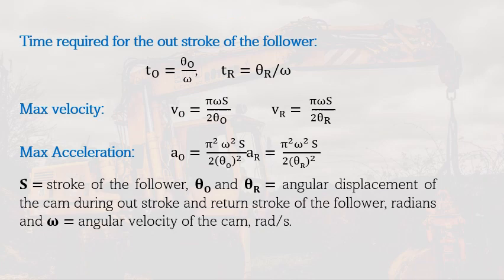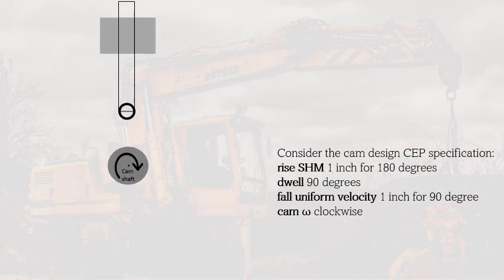Some equations that might help us in the future in solving the time required for the outstroke of the follower, the maximum velocity and maximum acceleration are shown here in this line. But for the sake of discussion, we will not tackle so much on this. So let us use the simple harmonic motion in designing this cam follower.